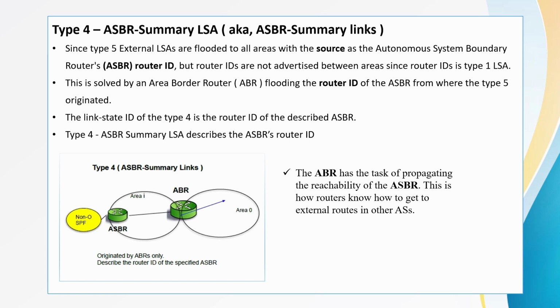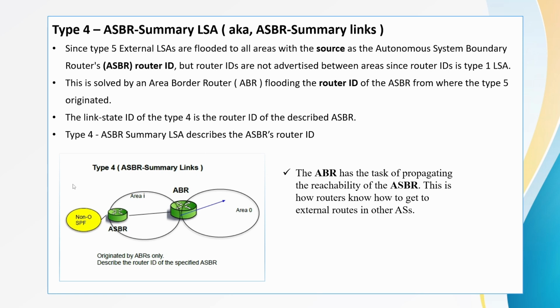This is solved by the area border router flooding the router ID of the ASBR from where the type 5 is originated. So as long as the ABR floods the router ID of the ASBR to the outside, the other areas will know how to reach these external routes. That's the whole purpose of type 4. So the link state ID of type 4 is the router ID of the described ASBR. Type 4 ASBR summary LSA describes the ASBR's router ID.